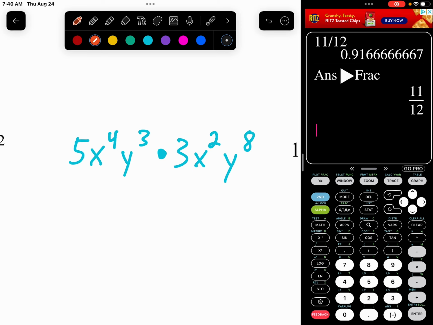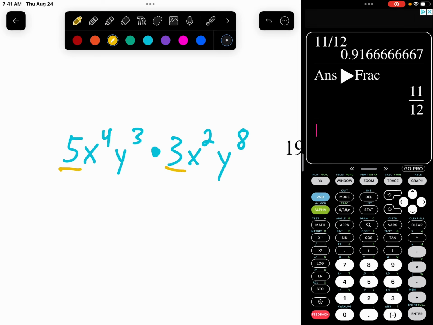Basically, if you see big numbers in the problem, you multiply those. If you see little numbers in the problem, you add them. So these are your exponents, and these are your big numbers. The exponents are the little numbers, and the big numbers are the 5 and the 3. All right, so let's go back. I'm going to multiply these first. So I got 5 times 3 is 15.